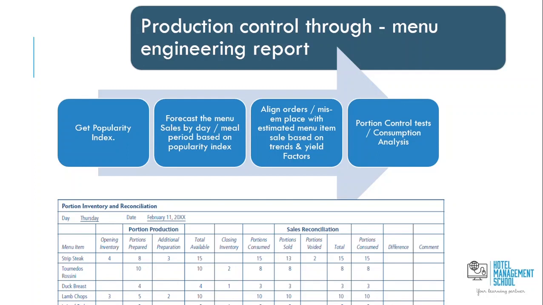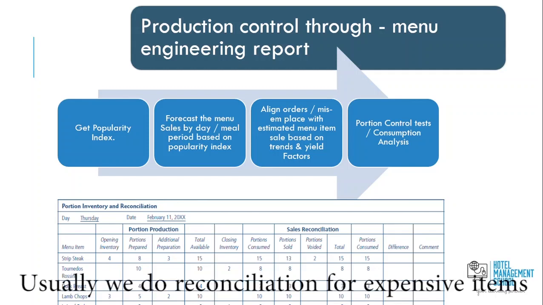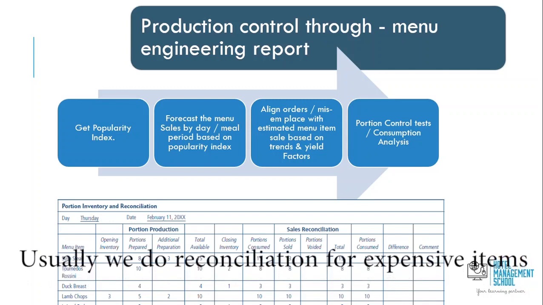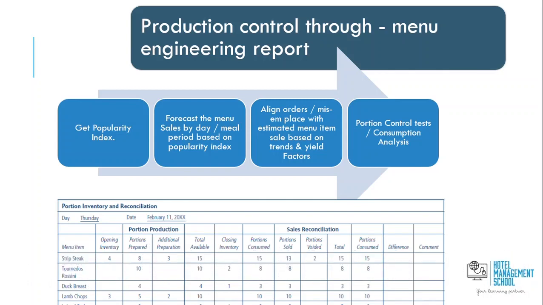And how many we sell? Portion consumed 15. Portion sold is 13. Portion 2 means voided or we give out for free. So the reconciliation is there for very high cost items. This one you can do for high cost or very specific items, not for everything. Usually we do it for expensive items. So this is also done every month by the cost controller for high cost items.